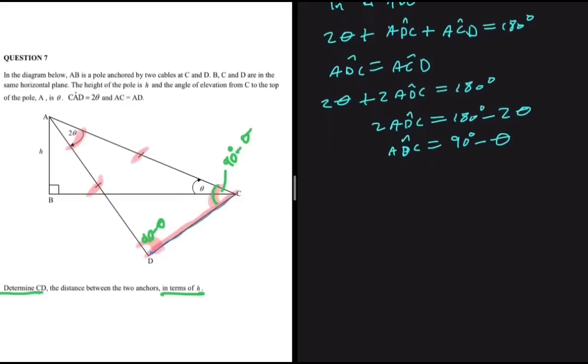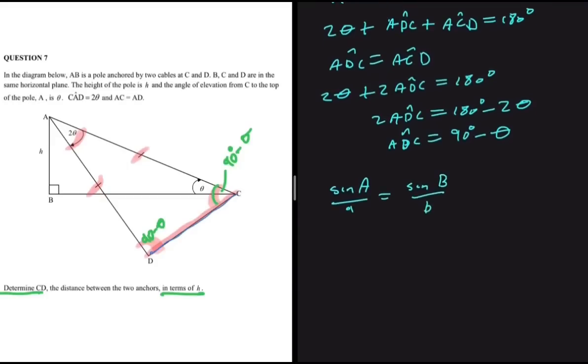In terms of H. So what can we do here? We can use the sine rule, right? We can say that sine of A divided by the side A will be equal to sine of B divided by the side B. We're still in triangle ADC, right? So let's take sine of 2 theta. So we're saying that sine of 2 theta divided by the opposite side, DC, will be equal to, let's take this angle here, 90 minus theta, right? You're going to see why I'm saying we should take that one. Then we're going to get sine of 90 minus theta divided by the opposite side. The opposite side is AC.